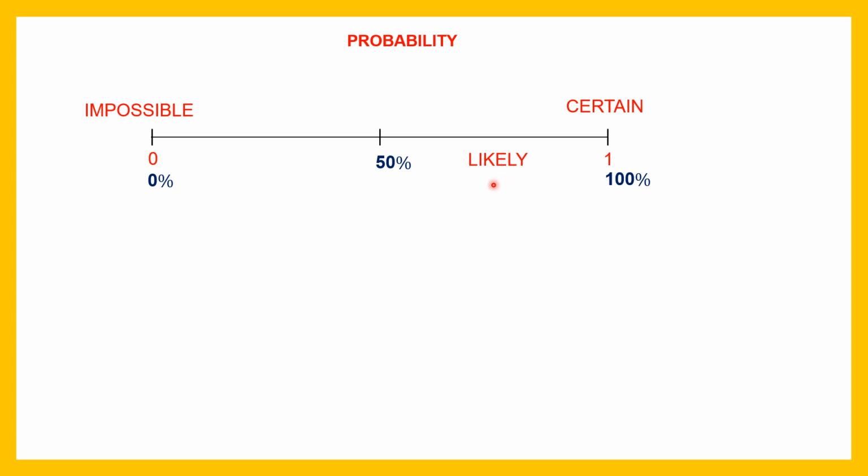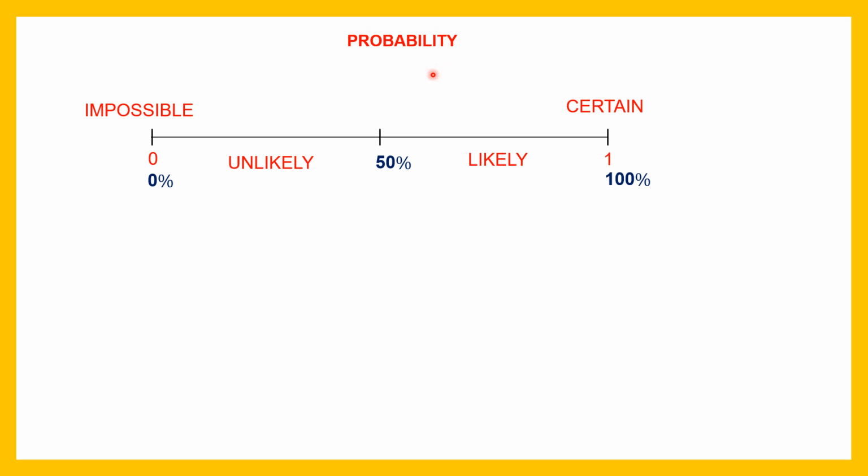Now suppose it's a very dry day. The skies are very clear. There are no clouds in the skies. Then we say that the chance of rain is less, isn't it? It'll be closer towards 0, from 50 to 0. So we say that it is unlikely to rain. So the terms unlikely and likely are what we are going to be using in probability.